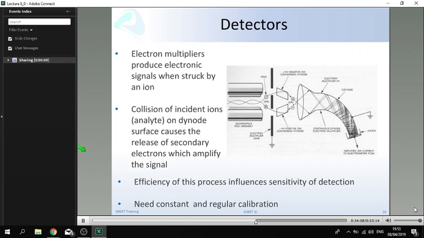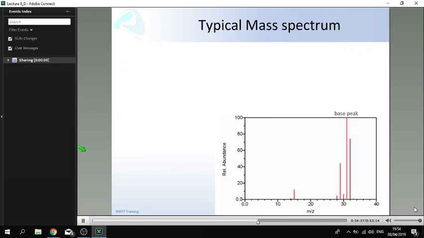signal. So collision of ions from our analyte on the dynode surface causes the release of more electrons, and this is what amplifies the signal, so we can actually visualize it. Efficiency of this process influences sensitivity of detection, and this detection needs constant and regular calibration. So you need to calibrate the detector before the use, so before your analysis, but sometimes even during your analysis, because they're quite sensitive.